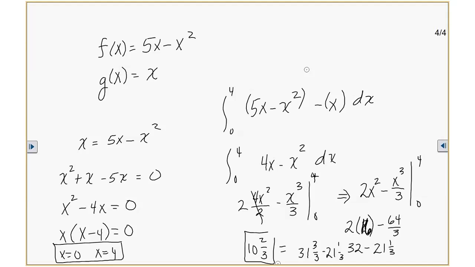10.67. So you see, that one's a whole lot easier, so it would help if you copy down the problem right. Somebody check me.